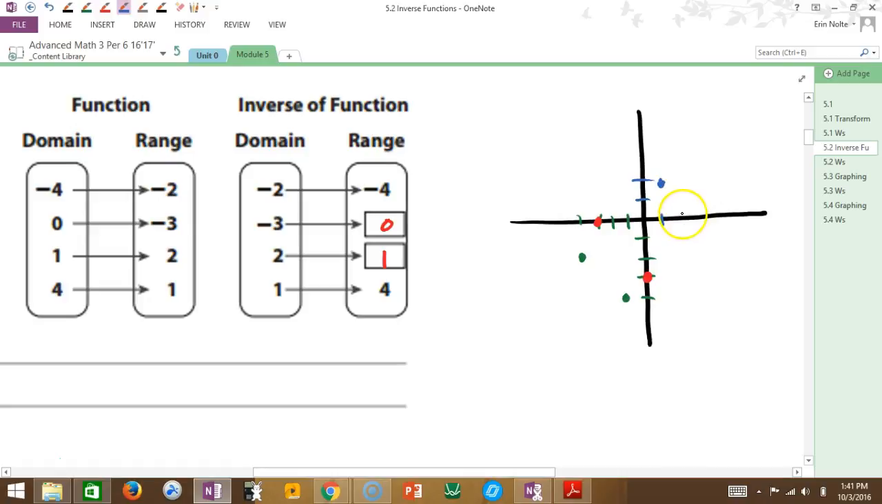And its inverse is 2, 1. And the last one I'm going to do gray is 4, 1. And 1, 4. Okay. So if I connect the points for the first function, so I go from -4, -2, to 0, -3, to 1, 2, to 4, 1. So that's the original function, right? Okay. Its inverse is this one.